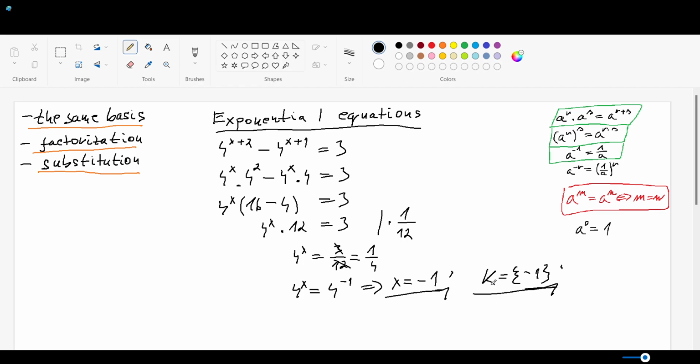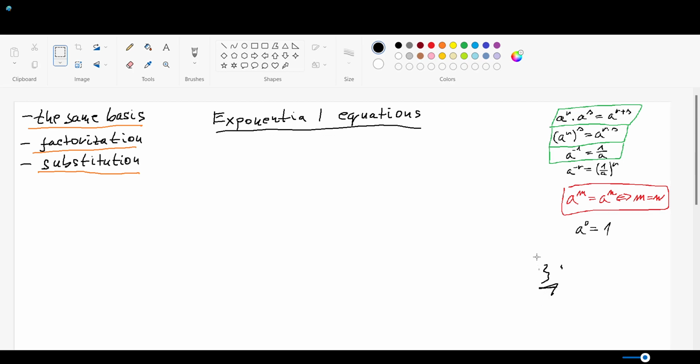Okay, so this one was easy. Now let's have a look at a more complex example, and we'll be solving this equation by using the factorization method again. So let's have the equation, which is 5 to the power of x plus 2, take away 4 to the power of x plus 2 is equal to 5 to the power of x plus 1.